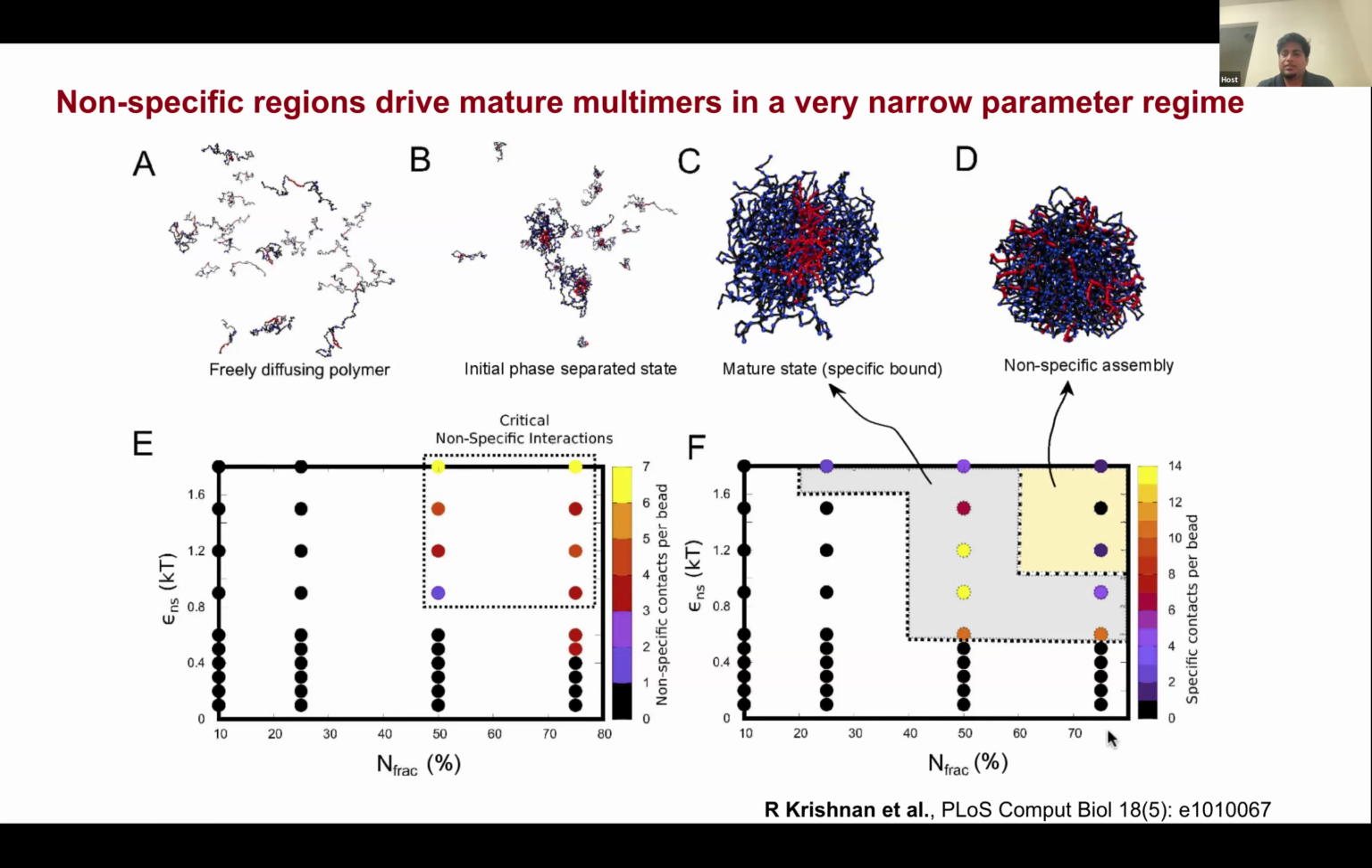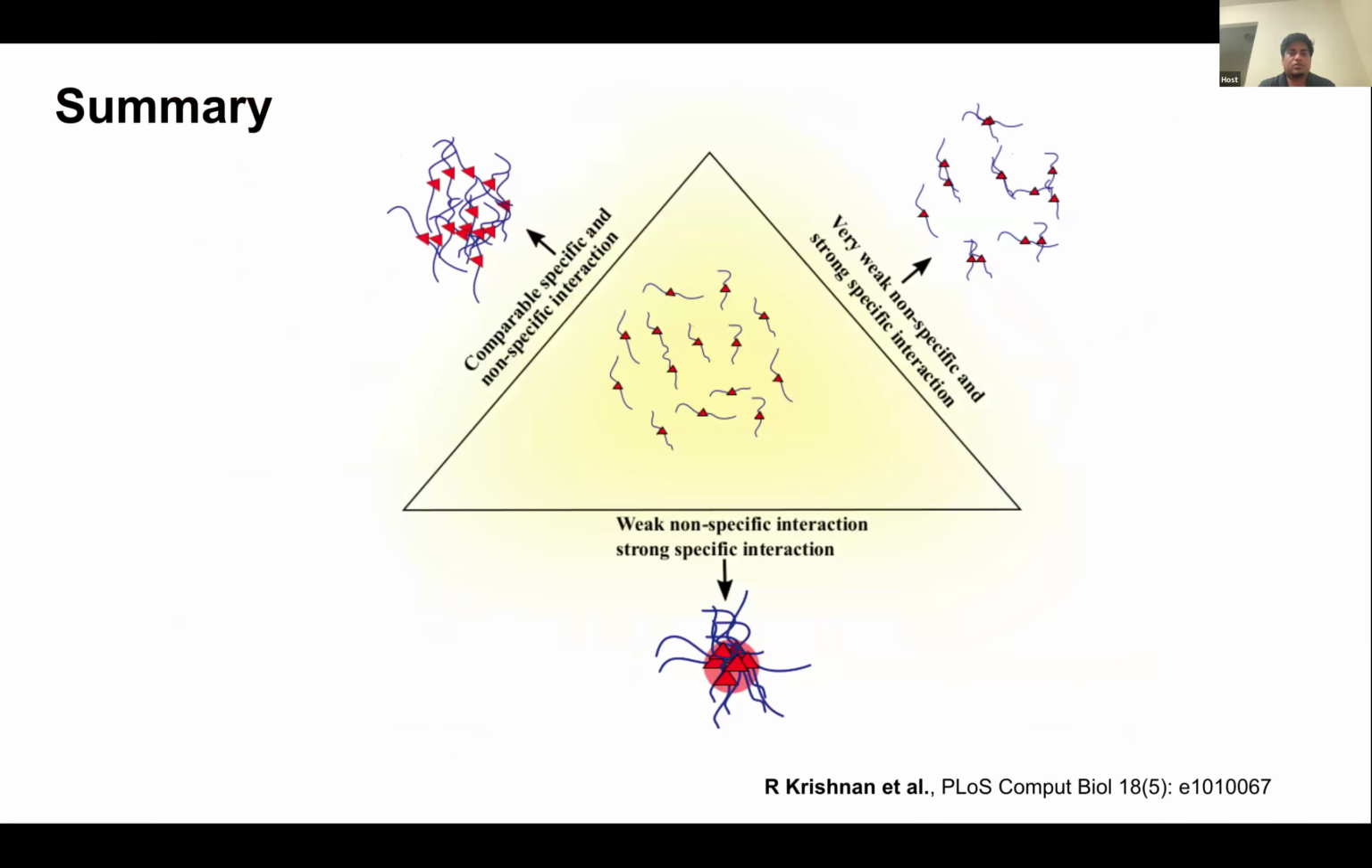And if you increase the number of non-specific interacting beads and the strength of non-specific interaction, we see a non-specific assembly. The proteins come together and get stuck in a non-specific assembly. So what we conclude from this study is that when there is a comparable specific and non-specific interaction, proteins tend to come to each other, form an aggregate and get stuck together. It is called a non-specific assembly, which is like this.